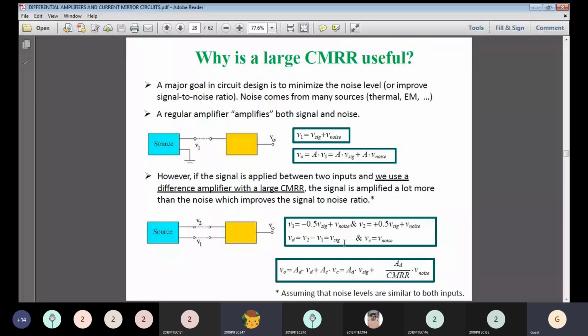And what about VC? VC is generally the noise signal. So what is the formula for V0? It is AD into VD plus AC into VC. While substituting these values, we get AD V signal plus AD divided by CMRR into V noise.